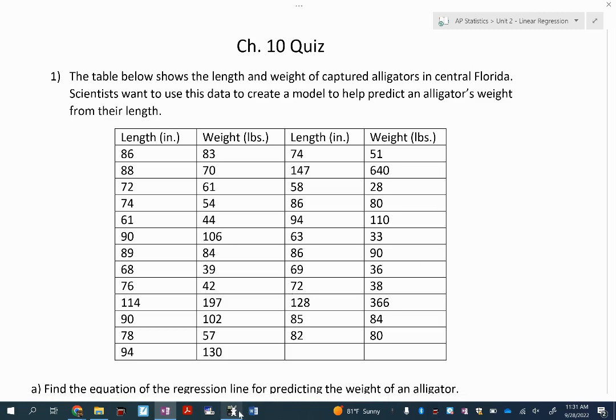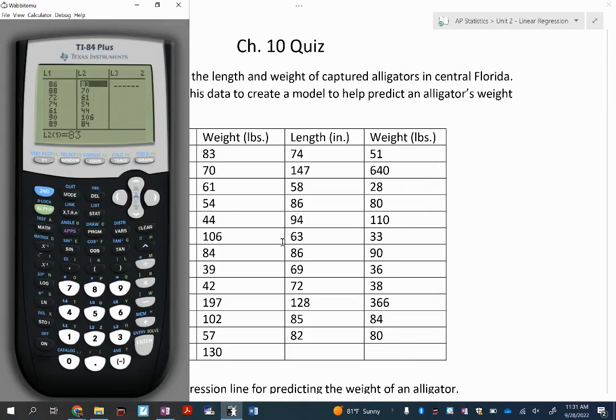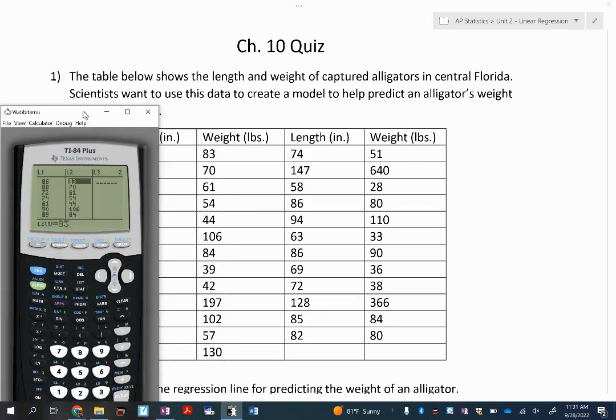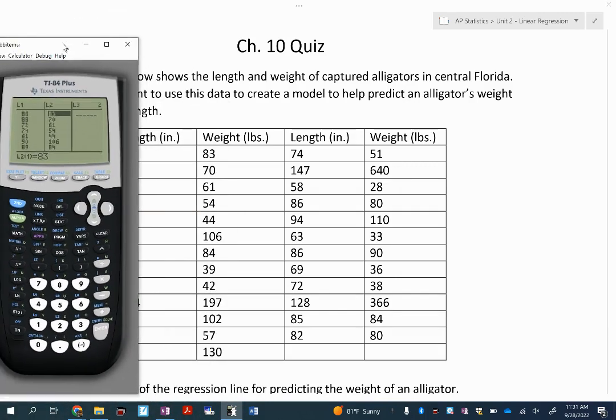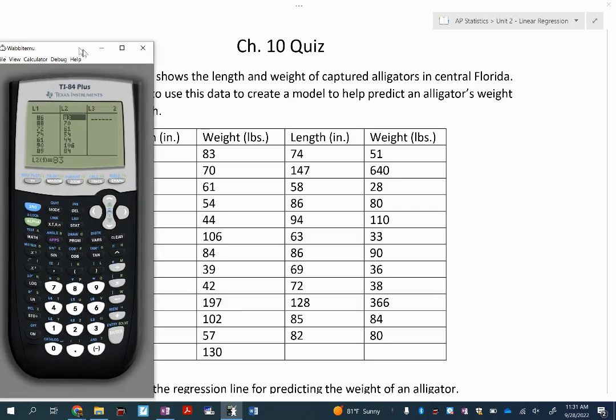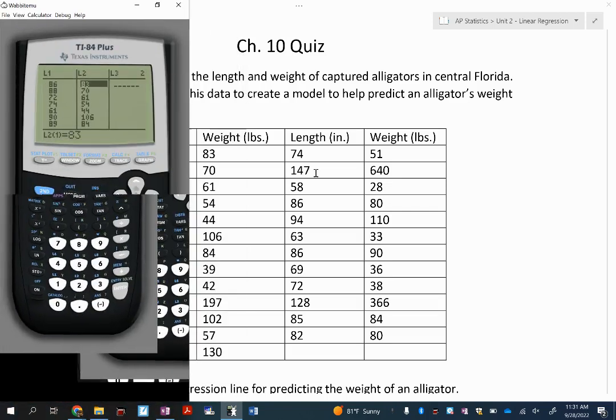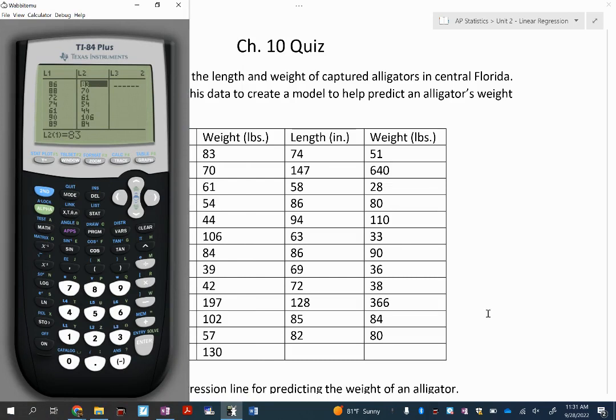So again, I've got all of my data values in here, and I know the table given to you shows you the 4 columns. So it's 2 with the lengths and the weights. So I am deciding the length of an alligator is going to predict the alligator's weight. All right, so I've typed them all in. So I need to make sure to do my diagnostic on. So if you haven't done that, take that moment to do it.